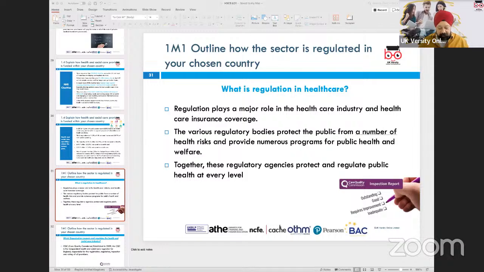Right. Okay. So the next assessment criteria that we want to quickly look at is to outline the sector, who is regulating the sector as far as the National Health Service is concerned. Now, there are lots of different regulators and agencies, but in general, we'll talk about two or three in particular.